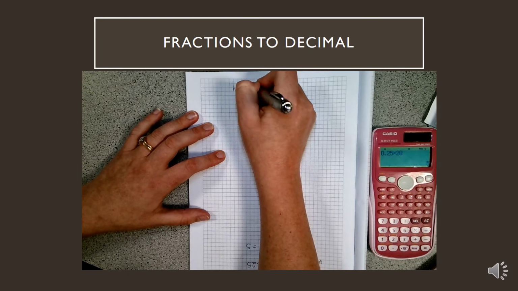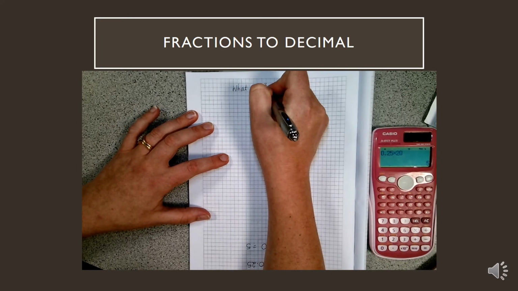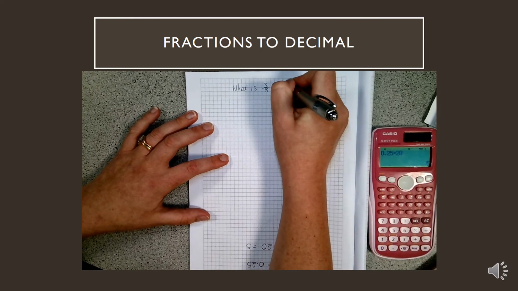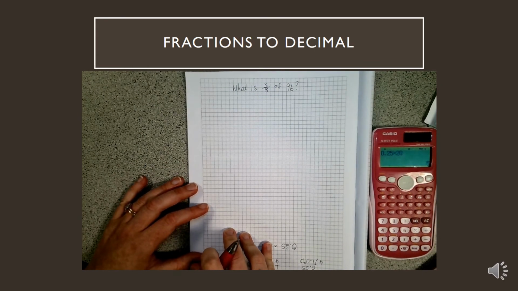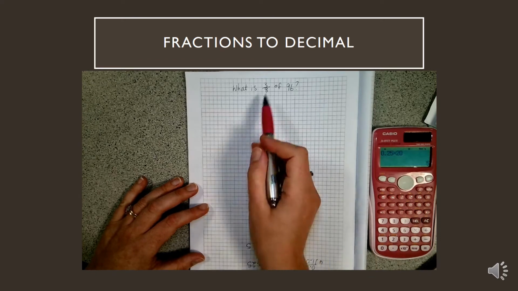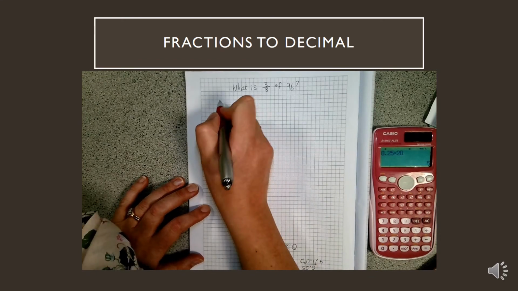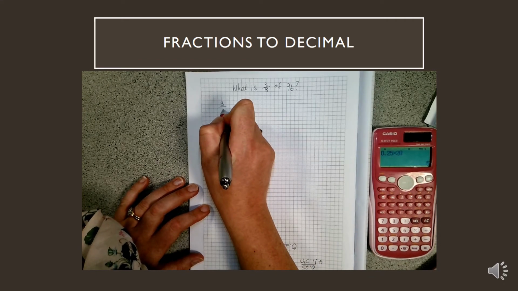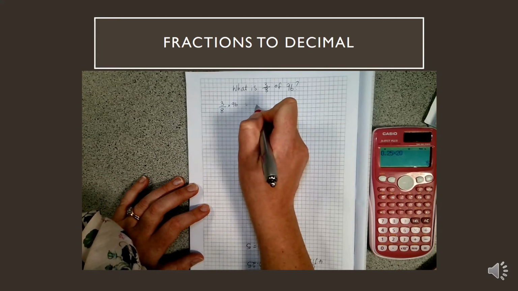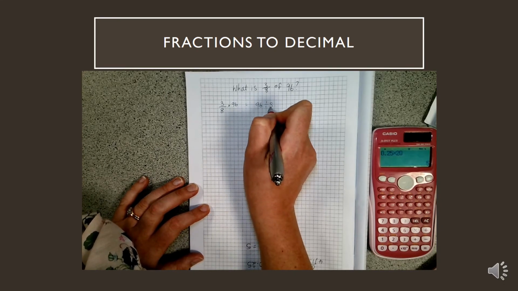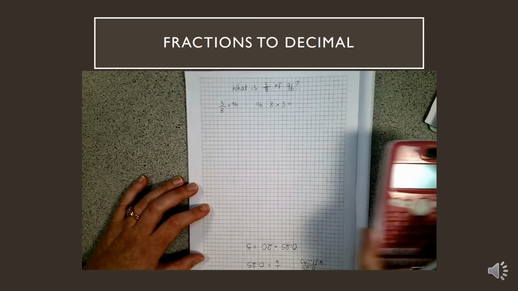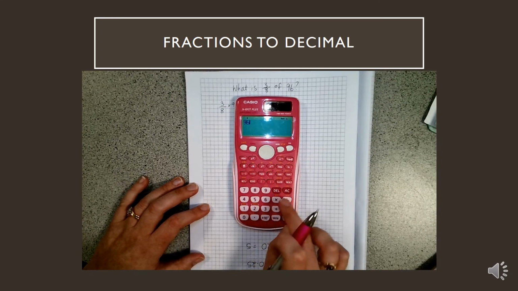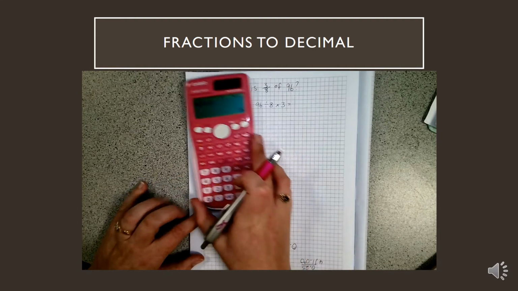What is 3/8 of 96? Okay, so we can do it by fractions. We would do 3/8 of 96. We would divide the 96 by the 8 and we'd multiply by 3. Let's see what that gives me. 96 divided by 8 times 3, 36.